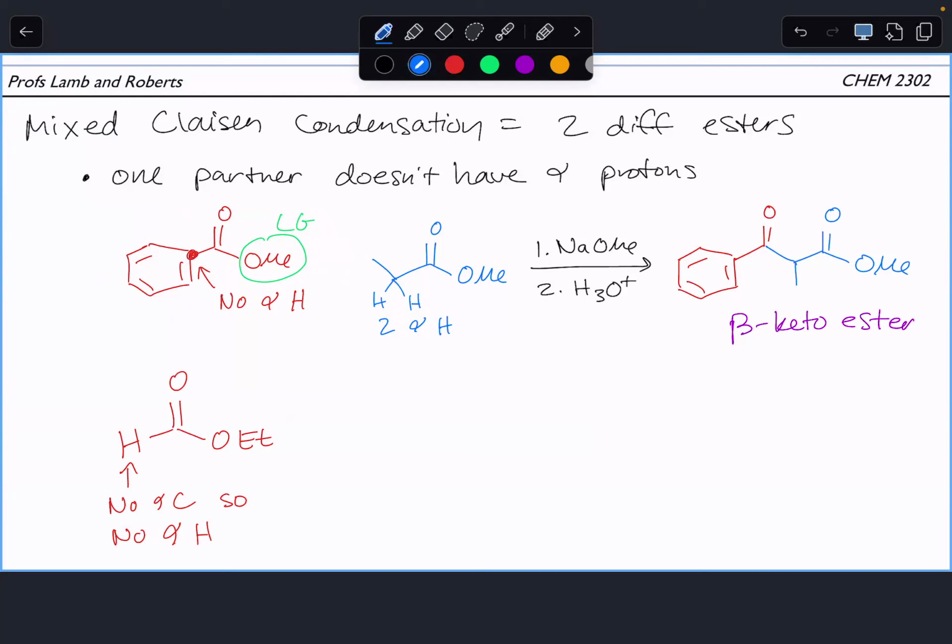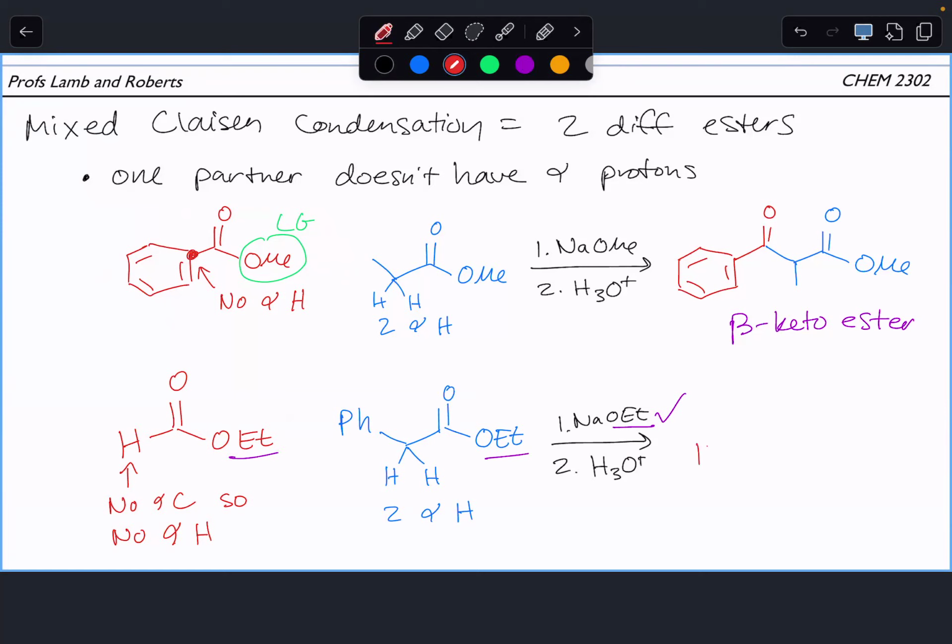Then you can mix it with something that has alpha protons. This. So again, we want to double check that it has two alpha protons. Yes, it does. Use a base that matches your ester. So OEt in this case. Second workup step. That works. And once again, the product is the same, except our R groups are different.